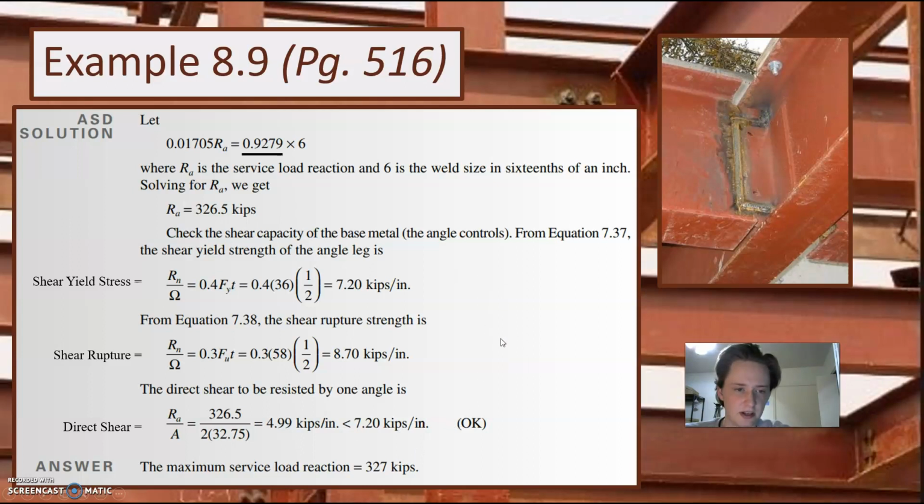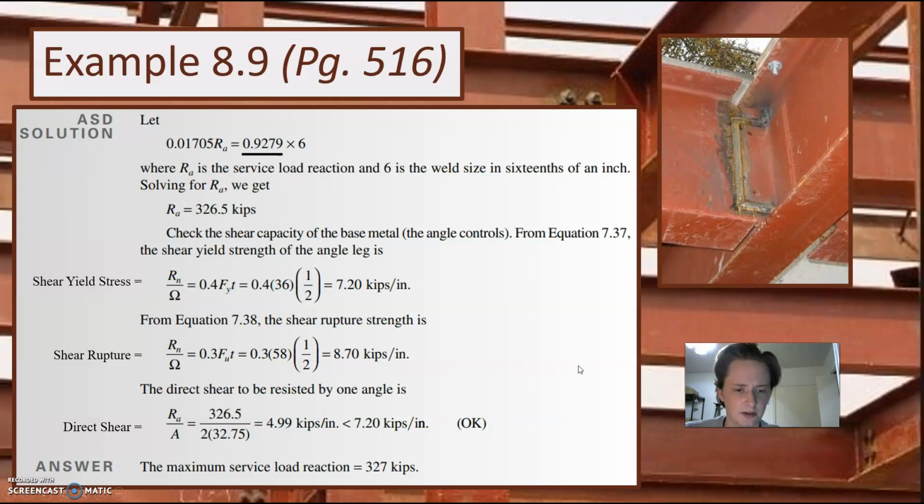And so it's interesting to note, however, that the ASD method shows us as having a maximum service load reaction much less than we had with the LRFD method. But again, we have a rounding up, and this is by a more drastic amount. We rounded up by 0.5 kips this time. Last time we rounded up by 0.1 kips, but still rounding up nonetheless. And so if that's something that makes you uncomfortable, then it's as easy as rounding down instead. And so there is example 8.9.